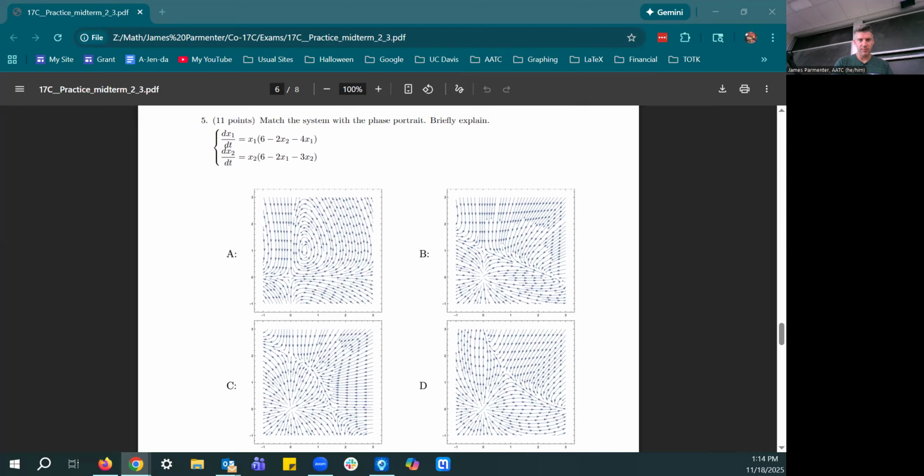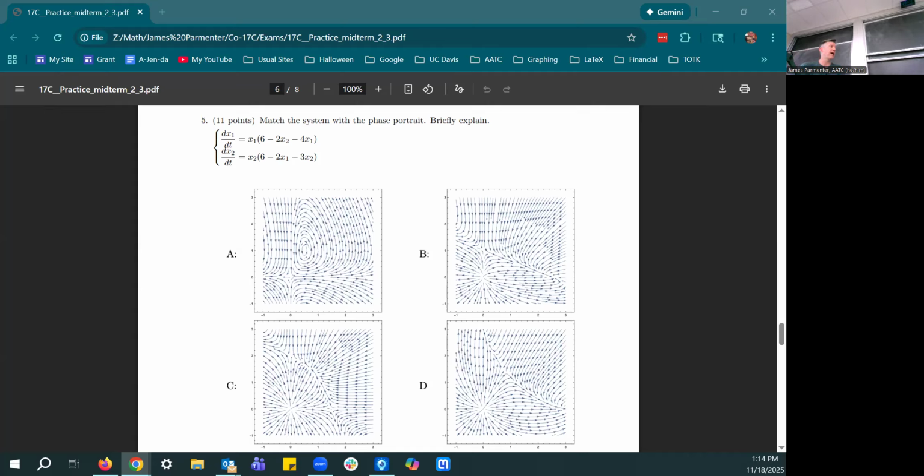There we go. Okay. So we're being asked to match the system with the phase portrait and to briefly explain why it is what it is. Ugh. First, I should ask you, does this seem like a question your instructor would ask? No, not really. On the homework, maybe, but not on an exam. It's probably not worth our time, I guess. Seems like a fun problem, though.